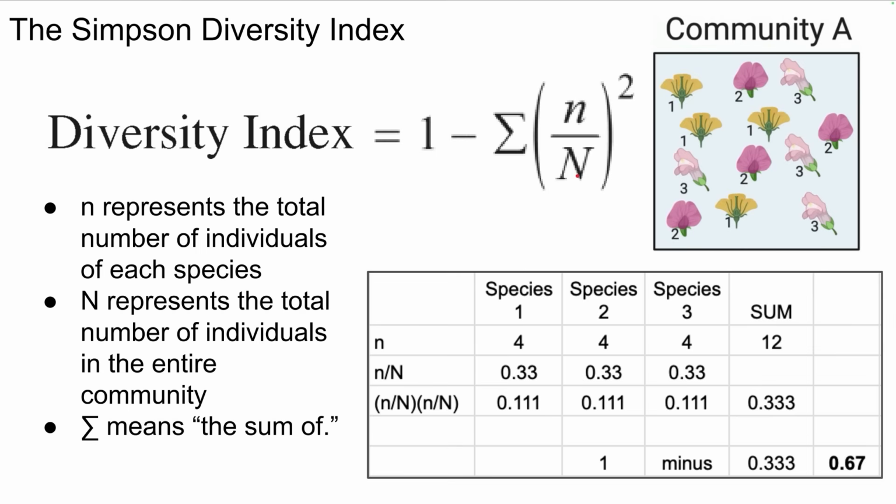So small n divided by big N for species 1 is 0.33. 4 divided by 12 is 0.33. Then we take that value and we square it. 0.33 squared is 0.111. For this community, it happens to be the same for all three species. So species 2 also has 4 individuals out of a total 12 in the entire community. So the values are the same. Again, n over N squared is 0.111, and that's true for species 3 as well. You add those all together, and that comes to 0.333. You subtract that from 1, 1 minus 0.333, and the value is 0.67. That's your diversity index for community A.